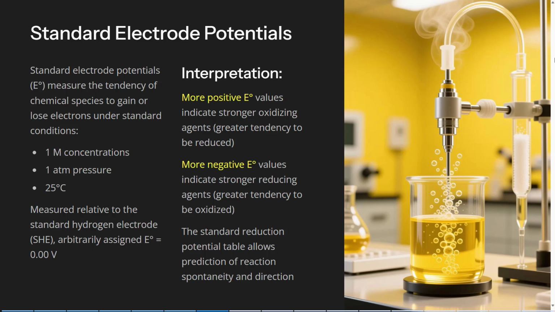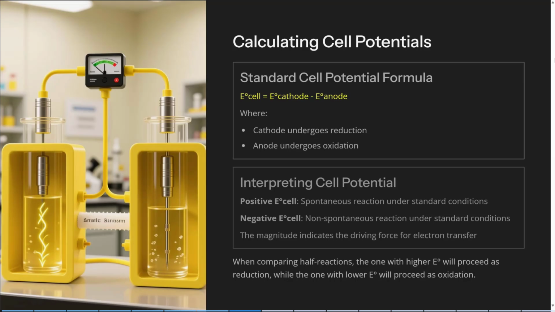Standard reduction potentials are like the credit rating for electron acceptance. We measure everything relative to hydrogen, which gets a score of exactly 0 volts. More positive values indicate stronger oxidizing agents. They really want electrons. More negative values indicate stronger reducing agents. They readily give up electrons. It's a universal scale for electron affinity.